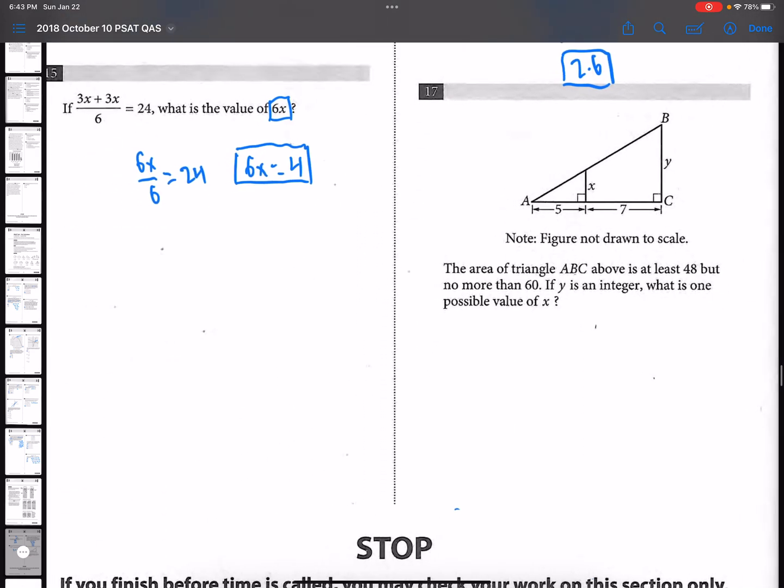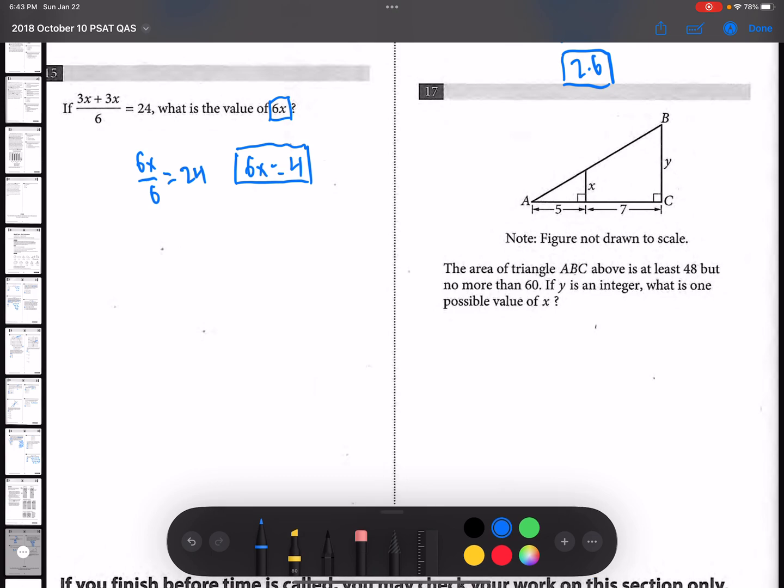Okay, last question. If the area of ABC is at least 48 and no more than 60. Okay, so we're going to use this as a ratio to find x. So we have 5 to x and this entire one, 12 to y. So 5 by x is equal to 12 over y. Next, another thing we know is that y is an integer. And if we add this, our base is 12. So that means that 48 is less than or equal to half. So an area of a triangle, half times base is 12.